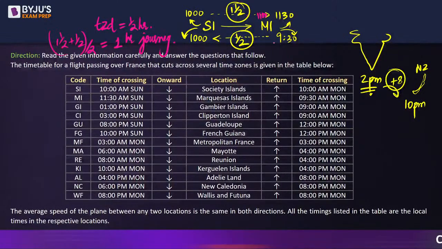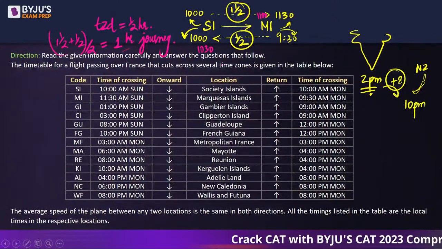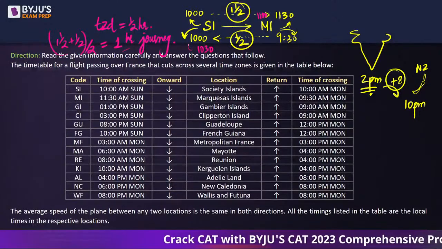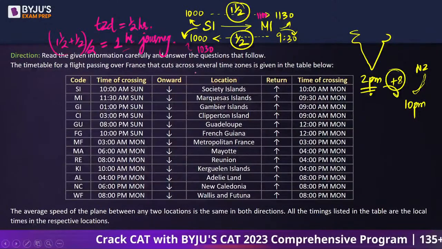Similarly, MI से when somebody starts at 9:30, 1 hour later it should be 10:30. But SI पे जो time zone difference है, that's half an hour. That's why the clock there shows 10 o'clock.